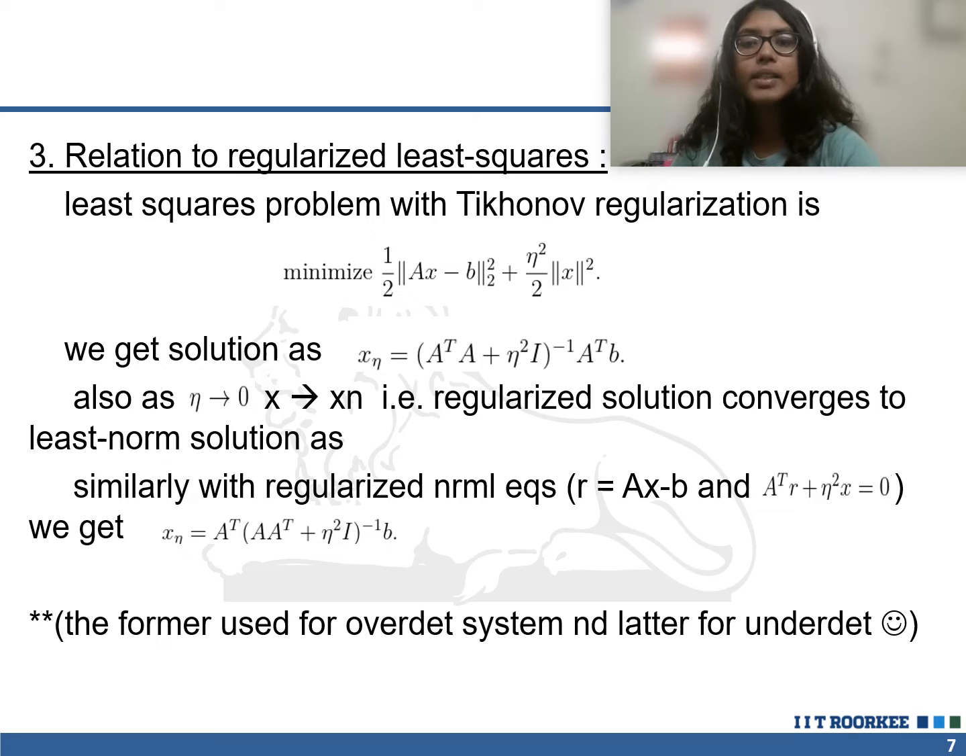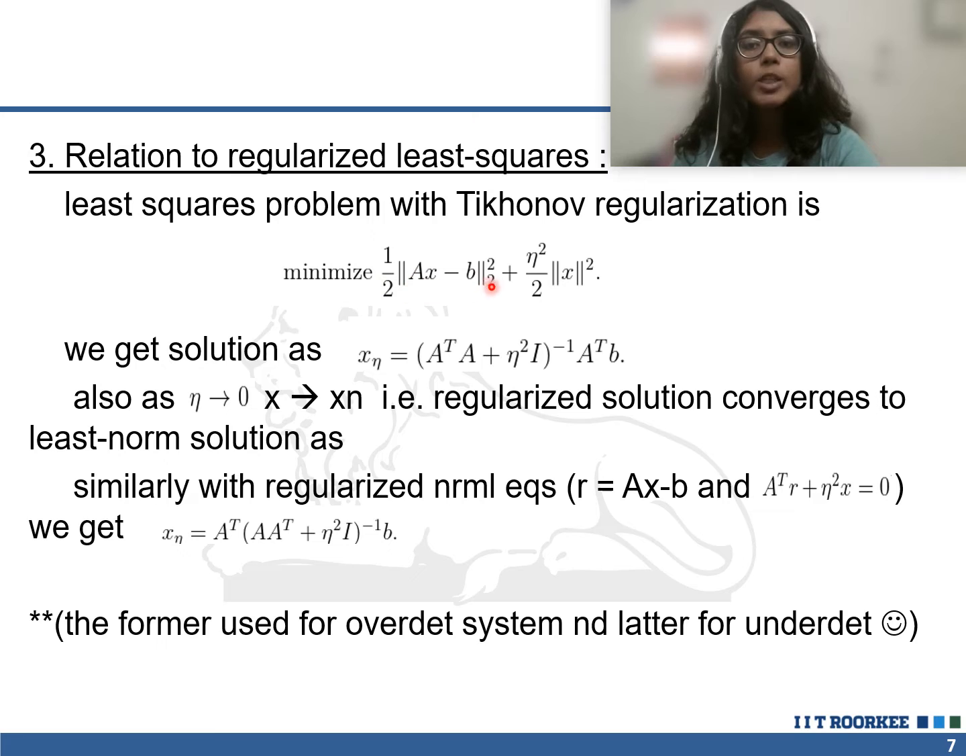The third method is by relation to regularized least squares. That is, we know the least squares problem, and here we'll be using the approach of Tikhonov regularization. That is, to minimize half ||Ax - b||² plus η²/2 into ||x||². ||x||² is the norm which needs to be minimized, where η is some Tikhonov regularization parameter.